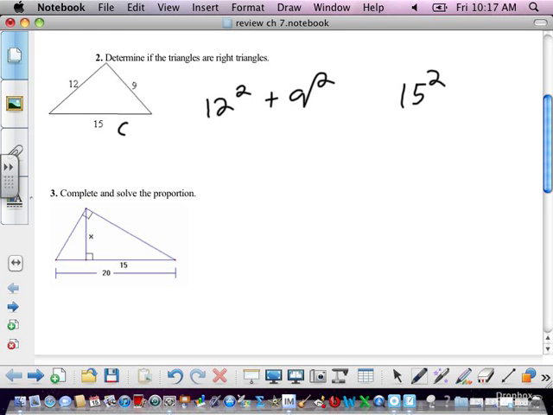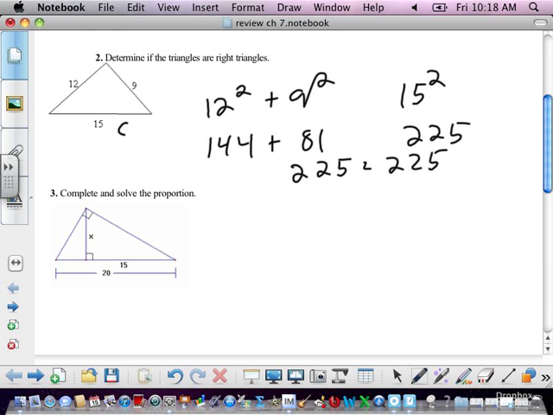Okay? 12 times 12 is 144. What's 9 times 9? And 15 times 15? 225. Good. 144 plus 81 is 225. They are equal to each other, which means this triangle is a what? Right triangle.